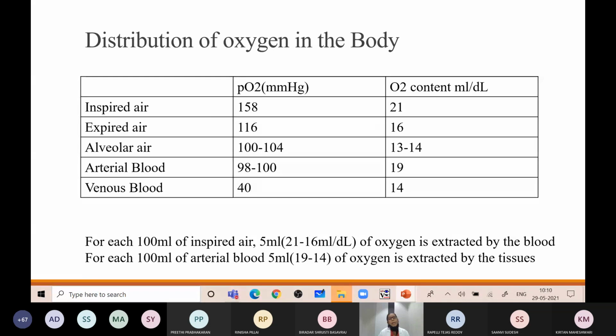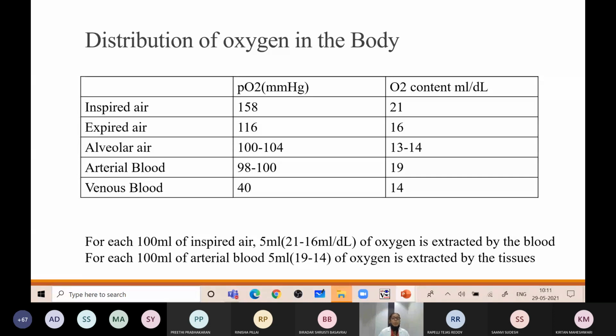So alveolar air PO2 is 100 to 104. Logically, arterial blood PO2 should also be the same as that of the alveolar air, but it is less. It is because of the admixture of some venous blood, like from the Thebesian veins and cardiac veins, directly poured into the pulmonary capillaries. So there is an admixture of some amount of venous blood, hence arterial blood PO2 is not exactly that of the alveolar air.